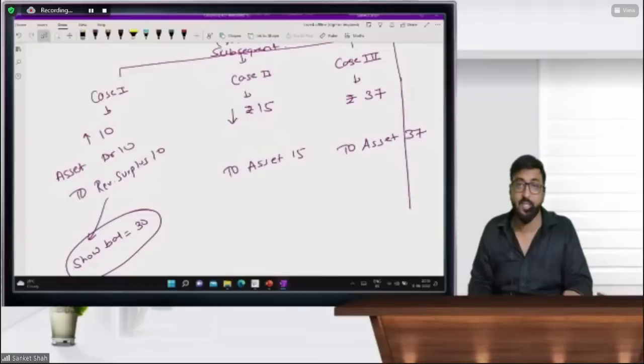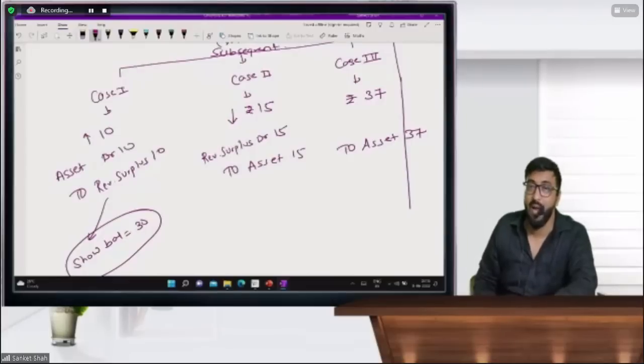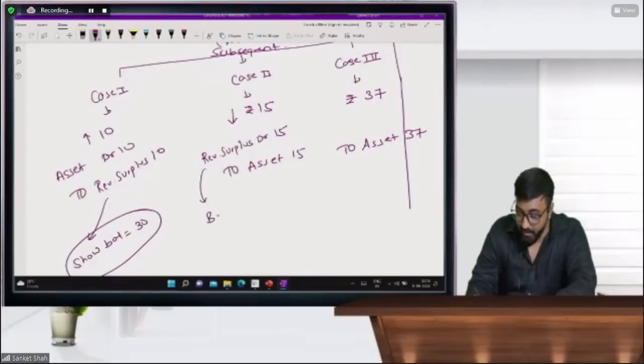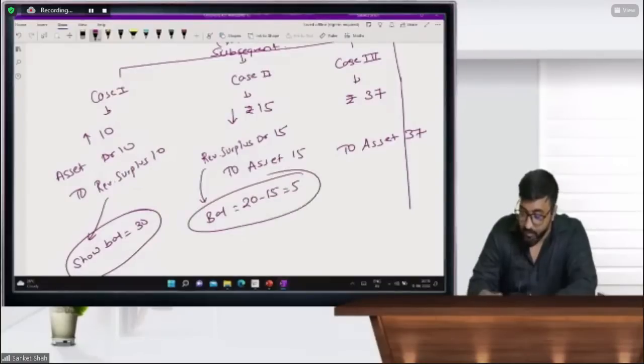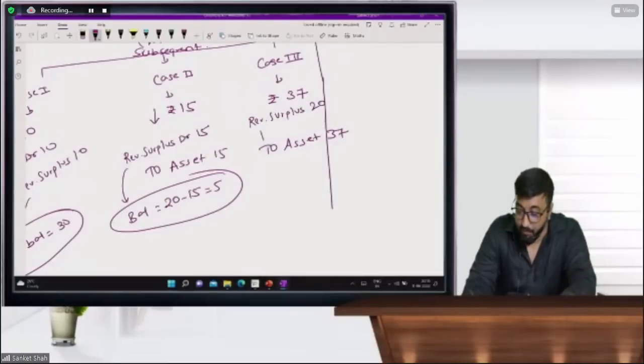In subsequent revaluation, revaluation surplus debit 15 rupees. Balance in revaluation surplus: 20 minus 15, 5 rupees. What is the balance? 5 rupees. And in the third case, revaluation surplus 20, because the balance is only 20, and P&L account balancing figure 17.